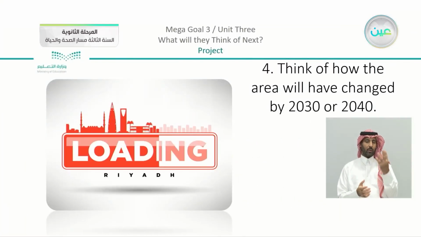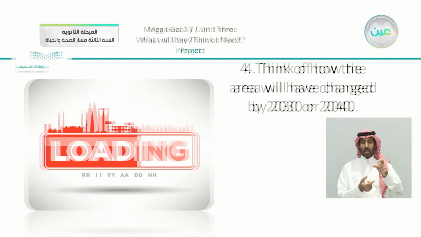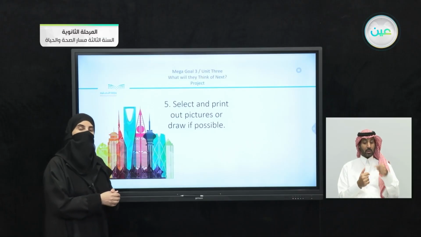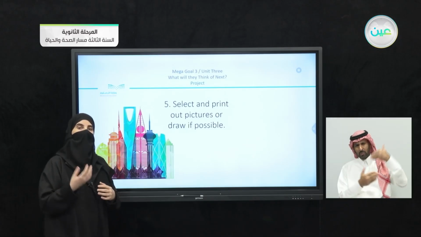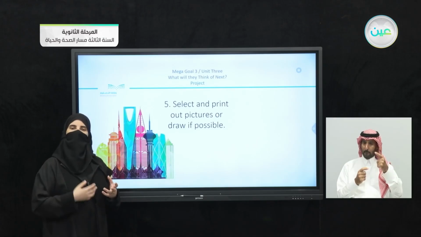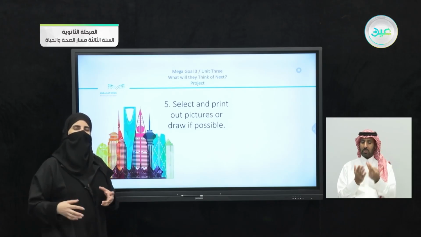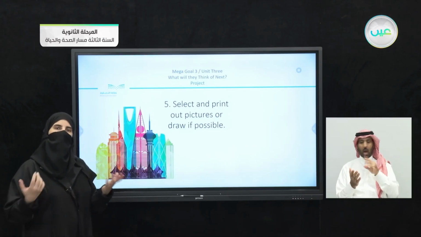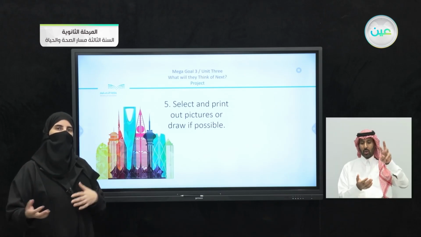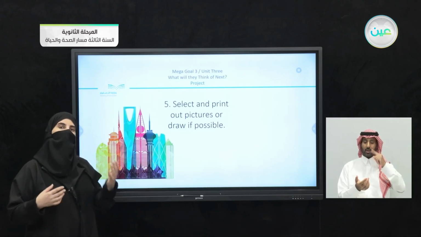Number four, think of how the area will have changed by 2030 or 2040. Just think about the different things that may happen. Number five, select and print out pictures or draw if possible. Since we are predicting or thinking about the future, it's a way to be more creative and use your imagination. You can draw pictures and imagine how things will be in the same area in the year 2030 or 2040.